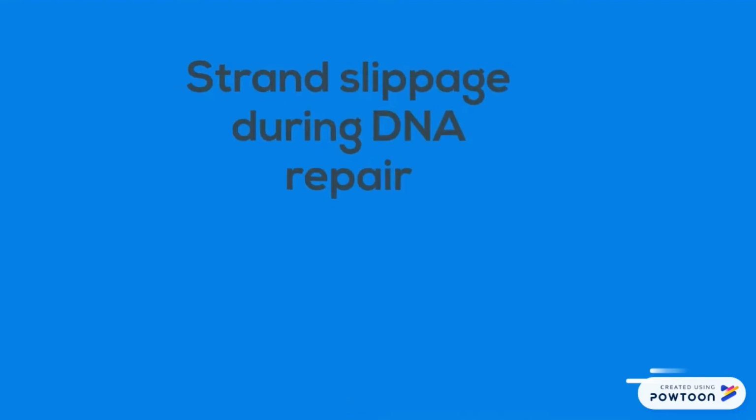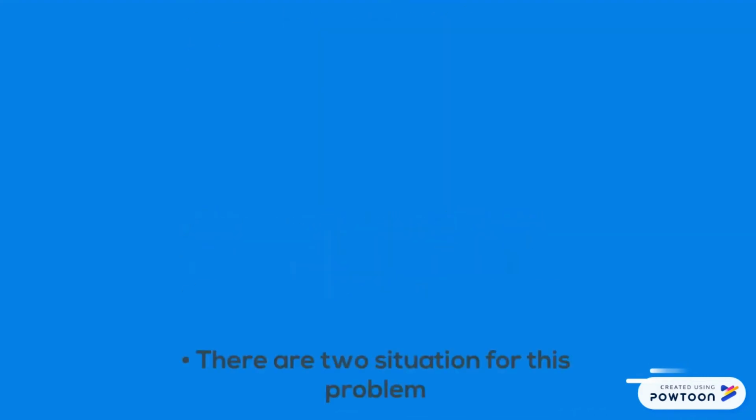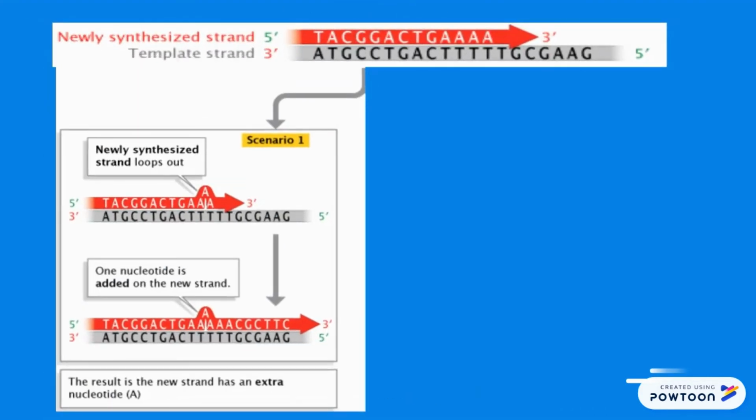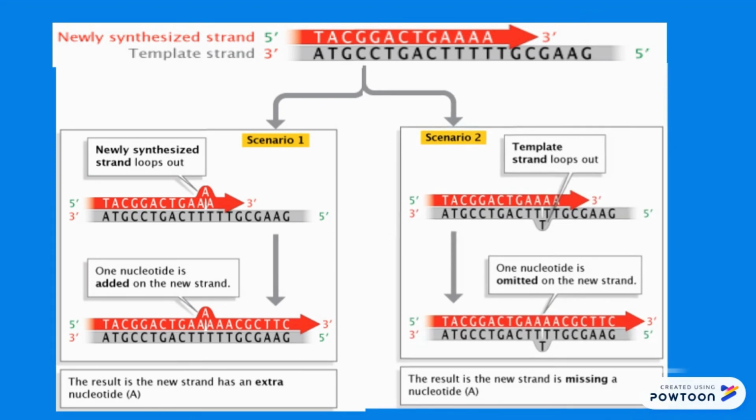Strand slippage during DNA repair. There are two situations for this problem. Firstly, slippage occurs during the repeated sequences in the synthesized strand. One nucleotide is added. As a result, the new strand has an extra nucleotide. Secondly, slippage occurs during the repeated sequences in the template strand. One nucleotide is left out. As a result, the new strand is missing a nucleotide.